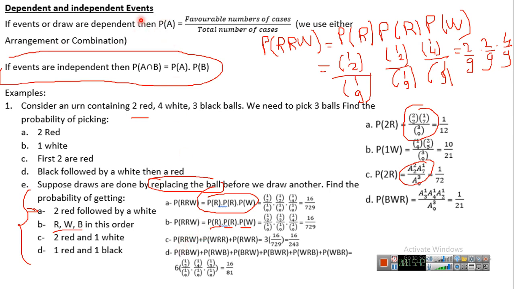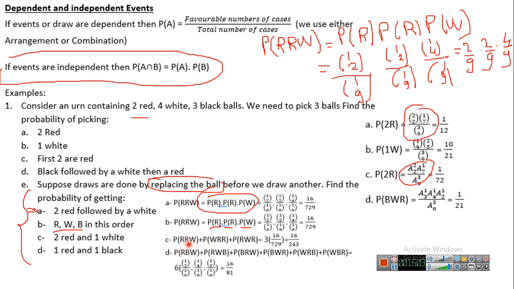The difference between dependent and independent: in dependent, if order is important, directly I go to arrangement. If order is not important, combination. In independent, I don't have this choice. It's always order important. If I say PA, then PB. So that's why if I want 2 red and 1 white, I do all the possibilities.